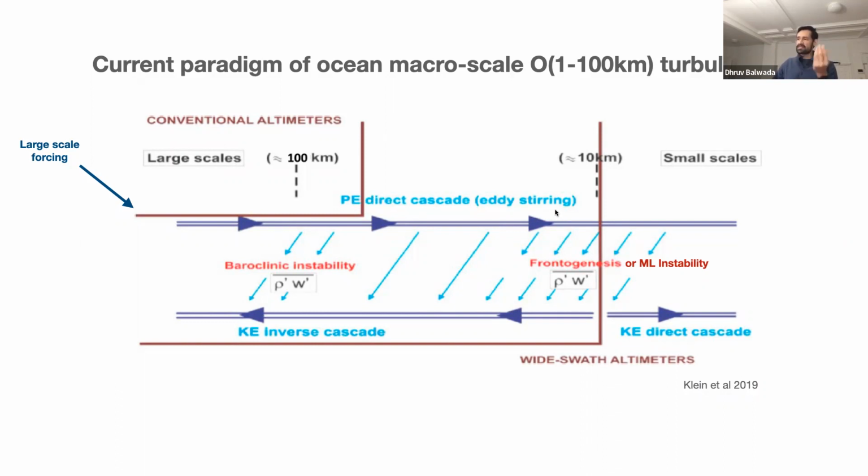And then as this density field is being stirred to smaller scales, at scales of about 10 kilometers, which is where fronts form, and also scales where instability in the mixed layer takes place, there will be another transfer from potential energy to kinetic energy, but this is at finer scales. And then the energy that has reached the kinetic energy reservoir can either get transferred upscale or it can get transferred downscale.